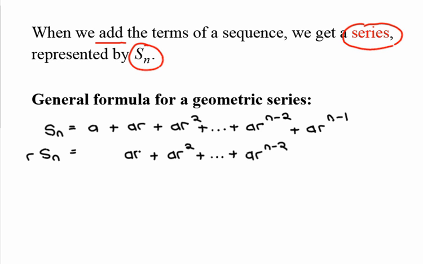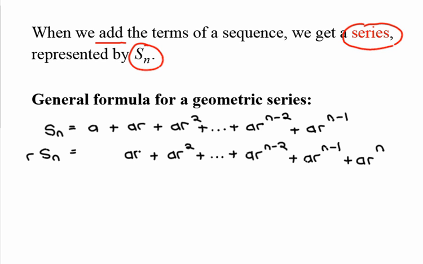Similarly, if I get ar^(n-2) and I times it by r, I'm going to get ar^(n-1). And then, if I take my last one, ar^(n-1), and I times it by r, remember I'm adding the exponents, so I land up with ar to the power of n.